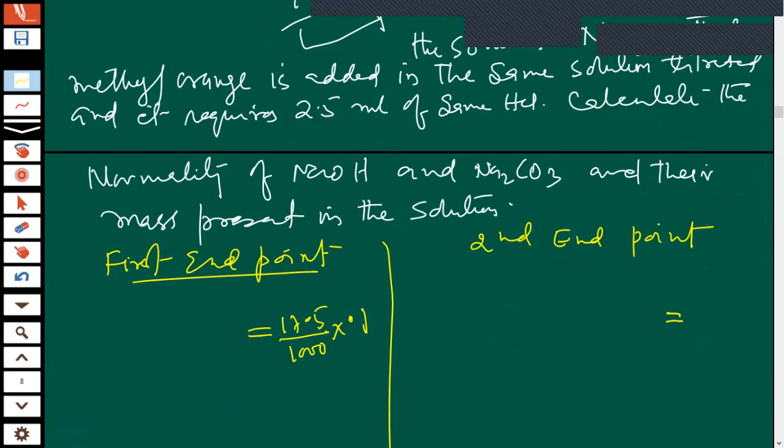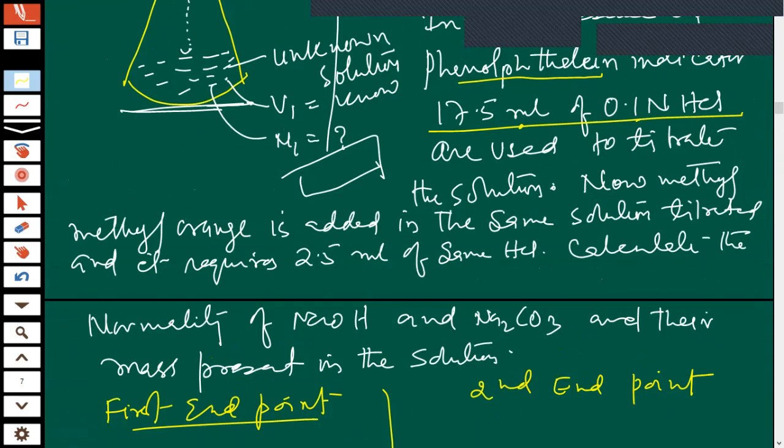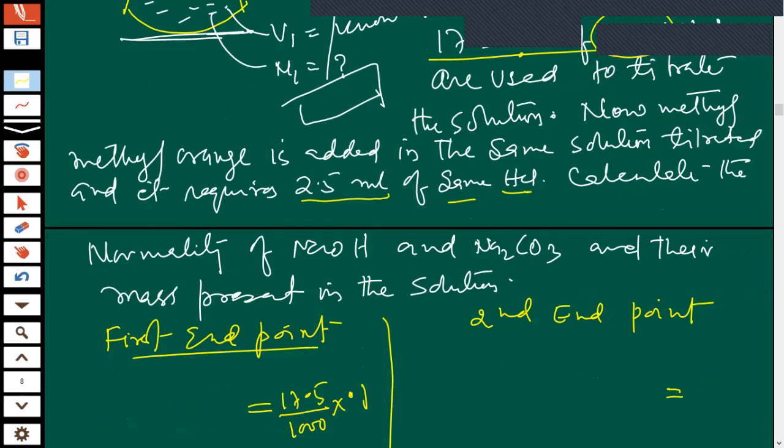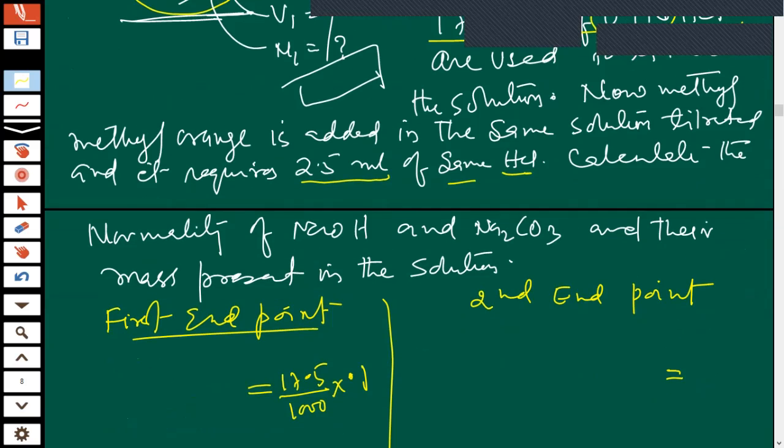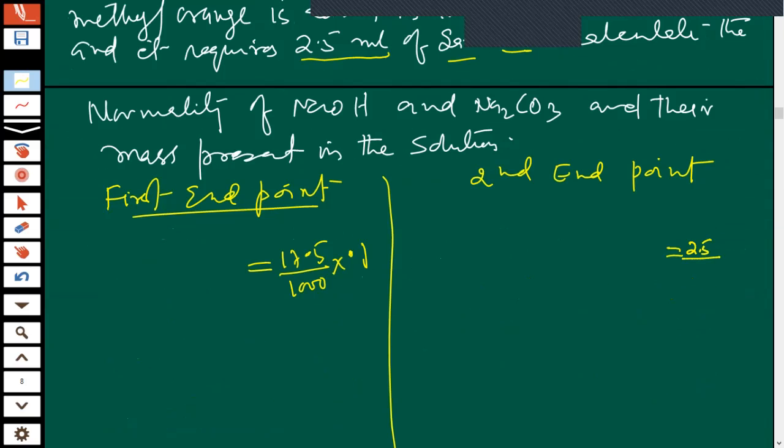And in the second endpoint, how much is required? 2.5 milliliter of the same HCl, means 0.1 normality only, right? So 2.5 by 1000 into 0.1. Okay, this is the equivalence. Direct normality is given, so we will get number of equivalents directly. Now we have to think that this number of equivalents of acid is used for what.